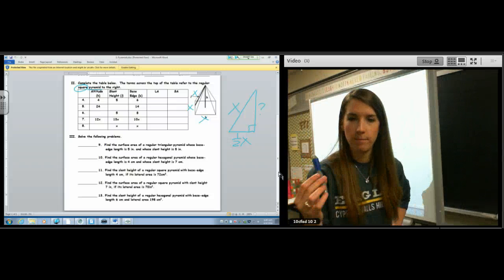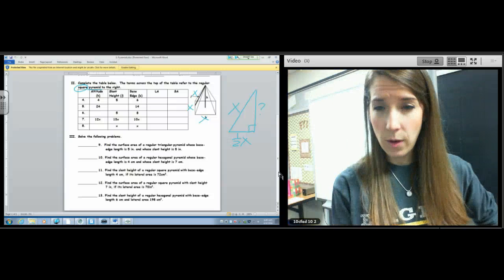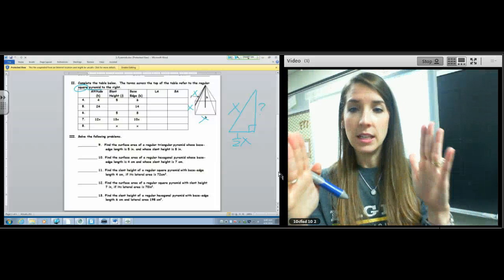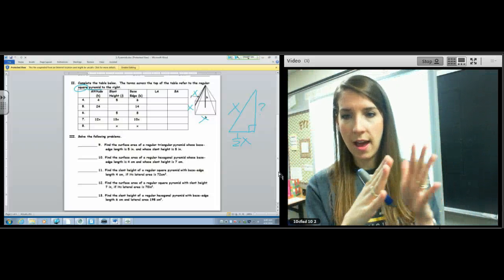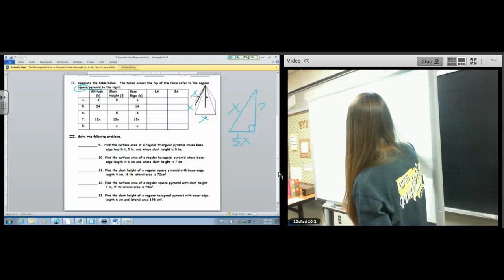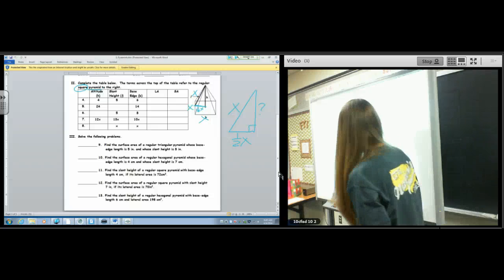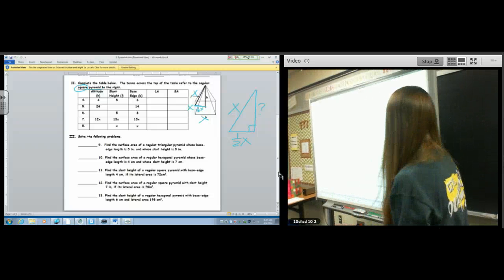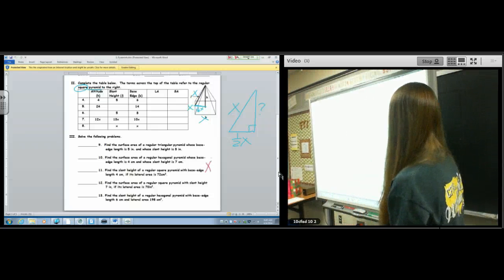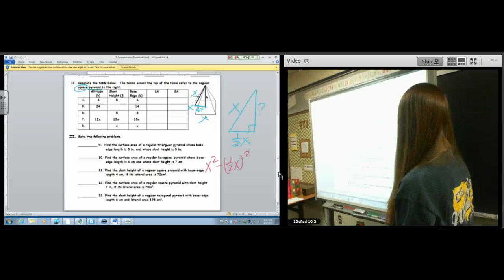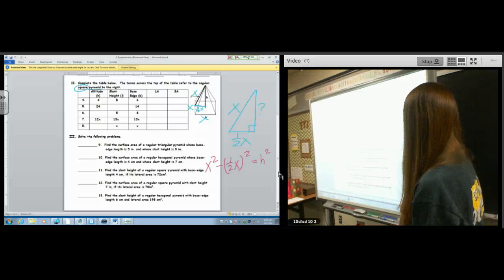Now, how did I get 1/2 x? I took the base side, which is x, and I cut it in half to get this right here. This would be 1/2 x. So we're going to do the Pythagorean theorem. x squared minus (1/2 x) squared, and that's going to equal our height squared.